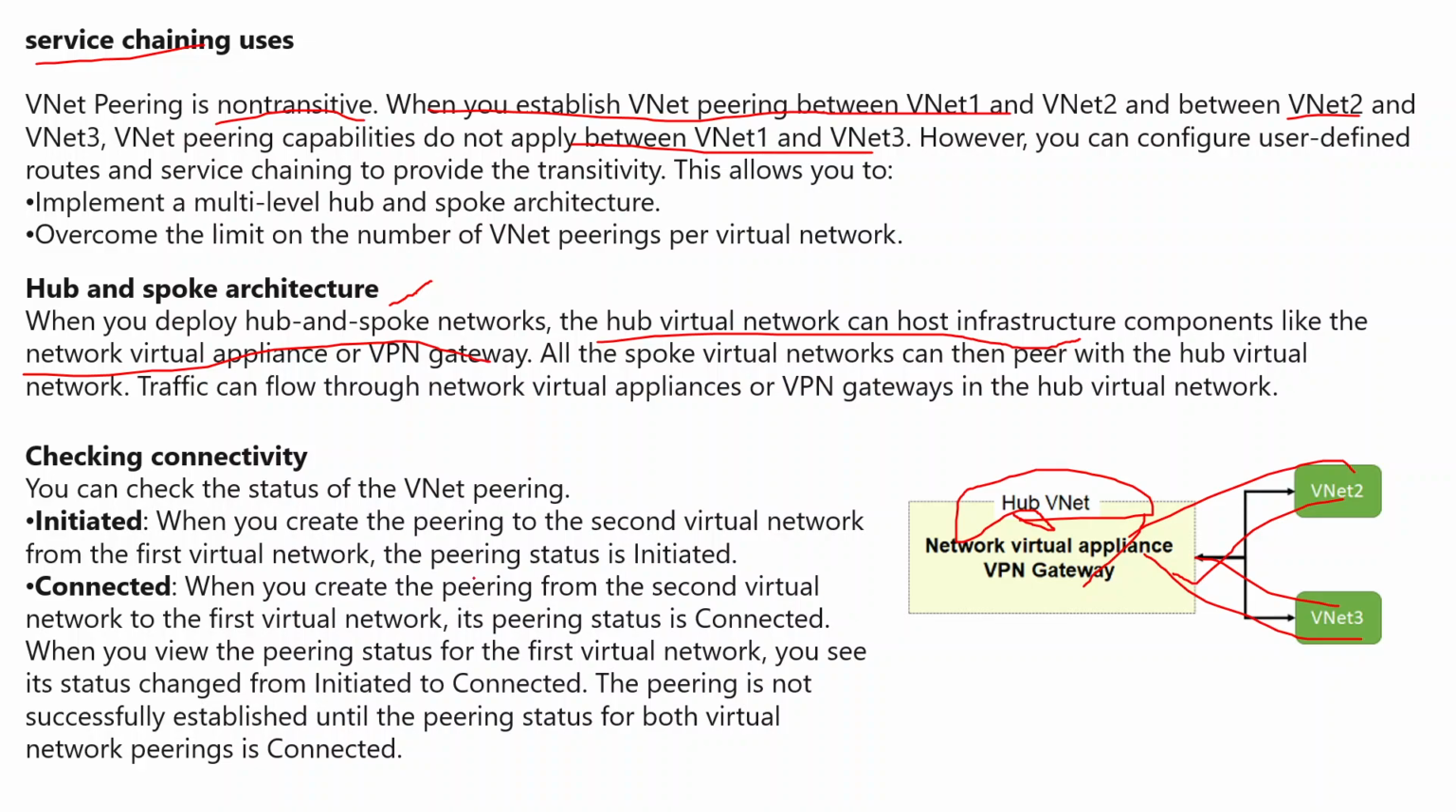Now, checking the connectivity. You can check the status of VNet peering. Whenever you create any peering, first it will be in the initiated state, and then immediately it will move to the connected state. If it is in the connected state, then your connectivity is established. I mean, your peering has been established successfully.